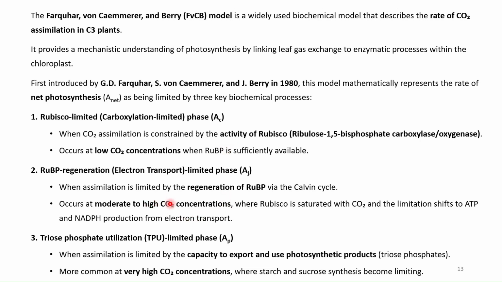In the case of RuBP regeneration, there is moderate to high carbon dioxide concentration, and Rubisco is saturated with carbon dioxide. The limitation shifts to ATP and NADPH production from electron transport, and we call that assimilation limited by RuBP regeneration. Rubisco is not able to take in more carbon dioxide for attaching to RuBP, so the limitation occurs because of the smaller amount of ATP and NADPH produced by electron transport. That is why it is called the RuBP regeneration limited phase, and it is also called the electron transport limited phase. So this is the connection.